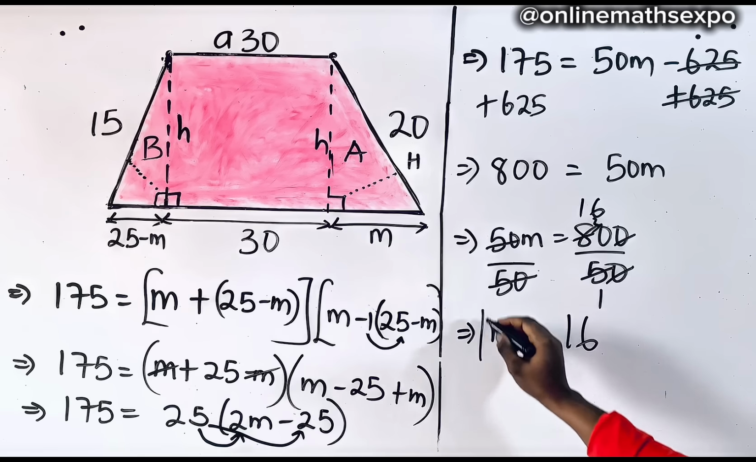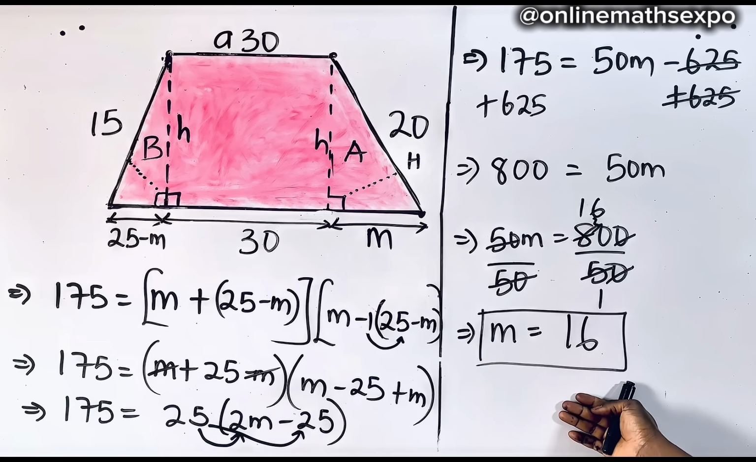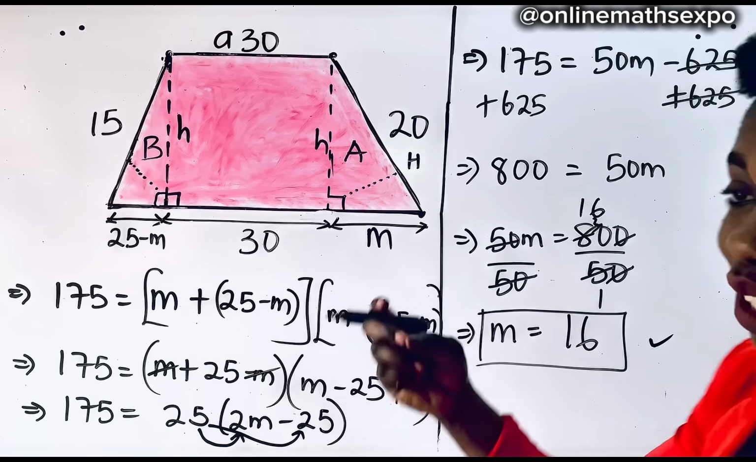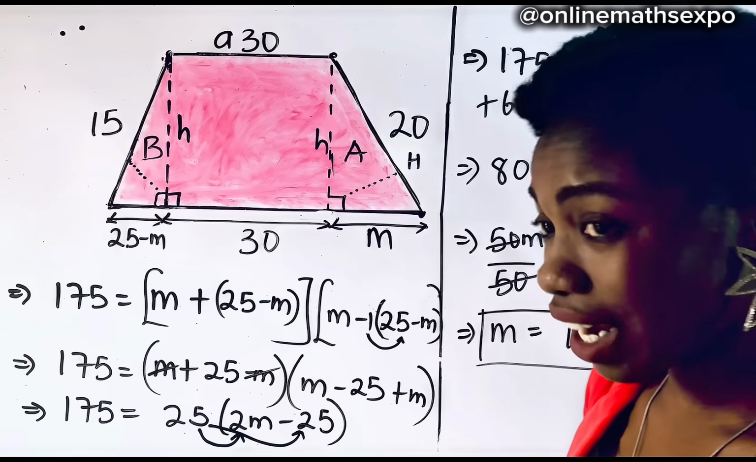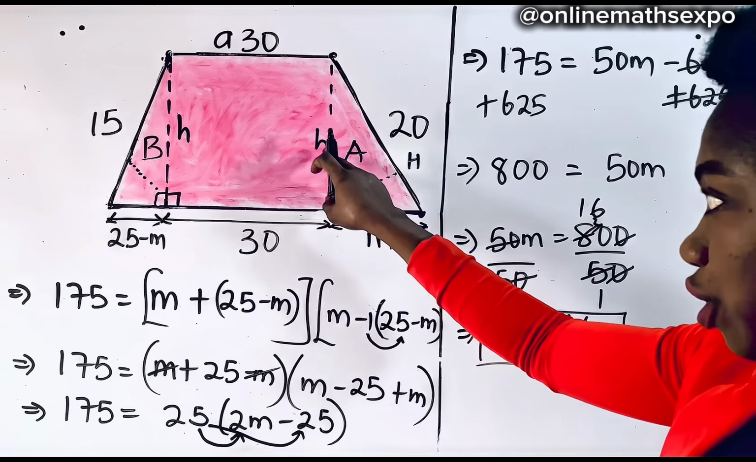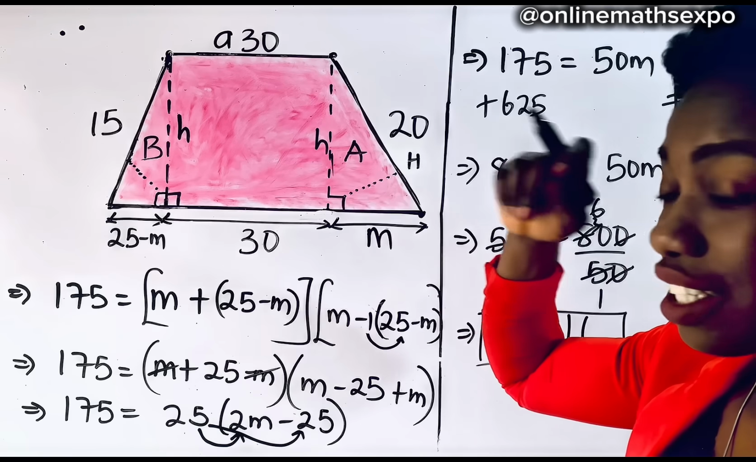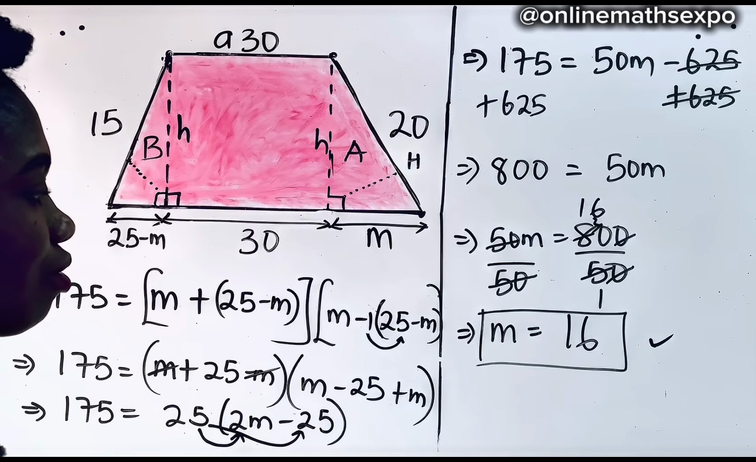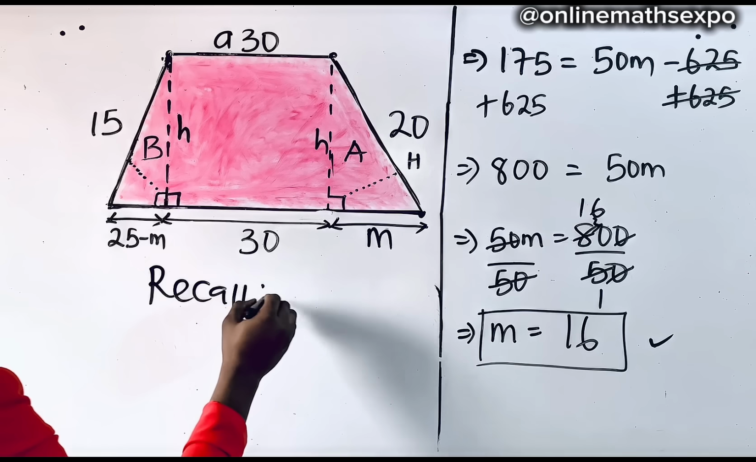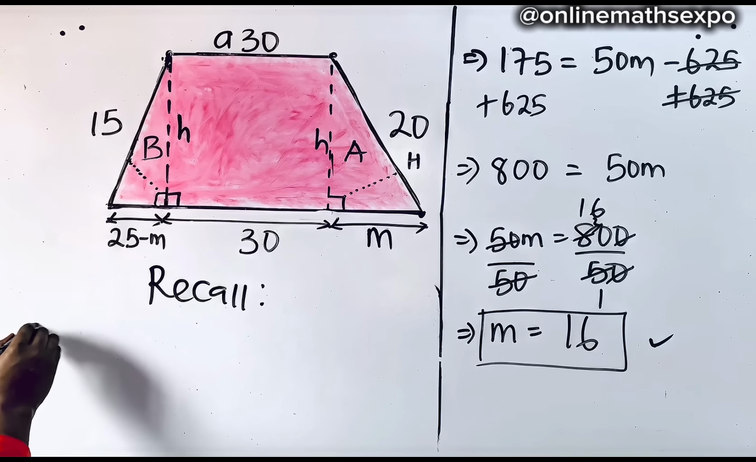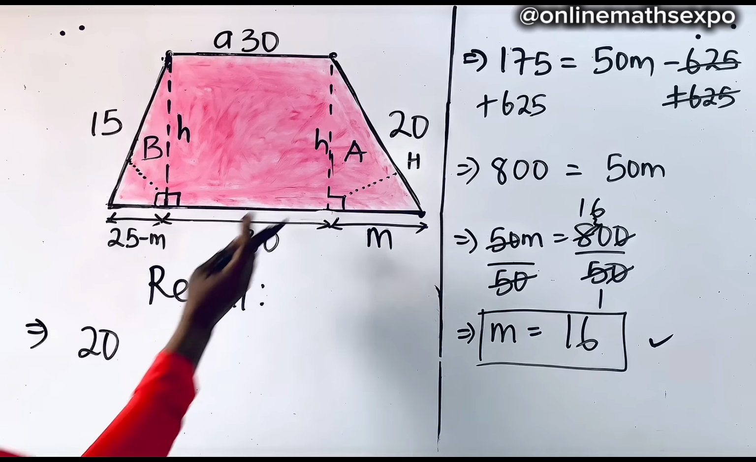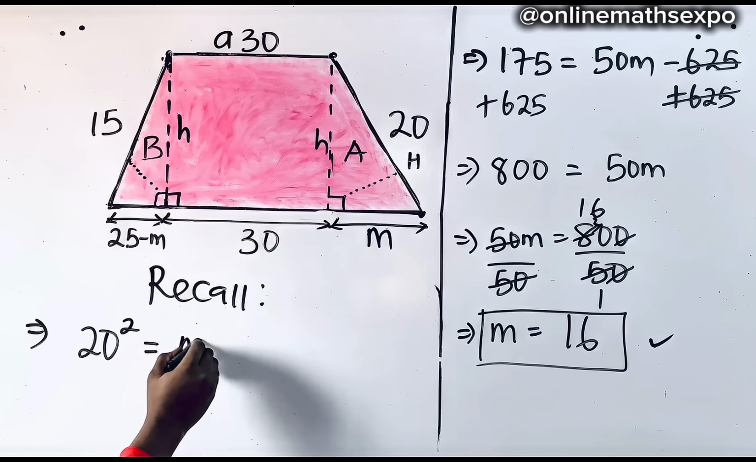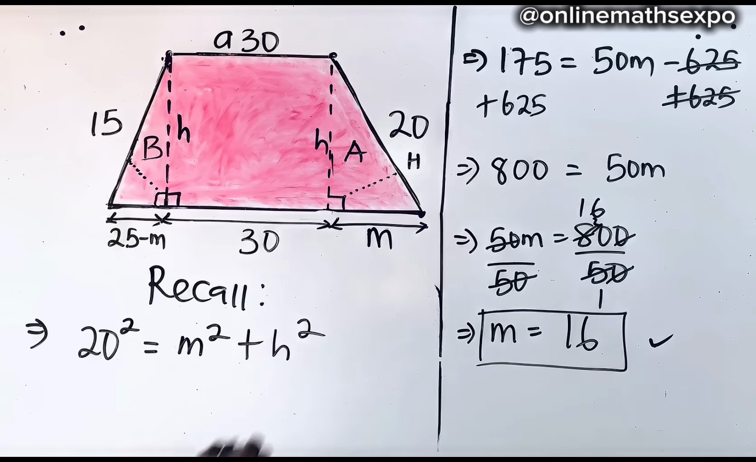So we have our m as, now that you have gotten our m as 16, we are going to substitute it. But remember, the question is not on m. Rather, we are finding area and we need to know the height. So for us to know this height, let's recall the equation we stated earlier. Recall, we left a statement behind that from this triangle A, we said that 20 squared is equal to m squared plus h squared.